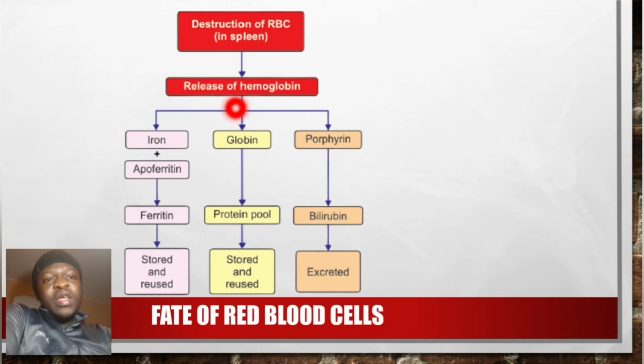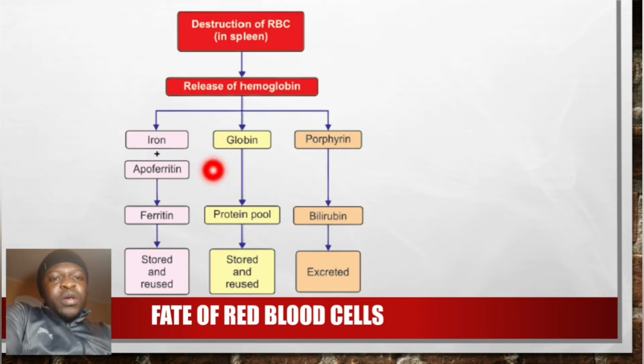Hemoglobin has three important components: iron, globin, and porphyrin rings. Let's start with iron. Iron is combined with a protein known as apoferritin, and they form ferritin. They can either be stored and reused, like as hemosiderin, a storage form. That's the iron pathway.